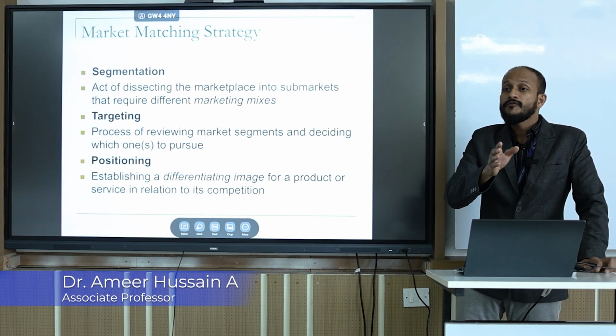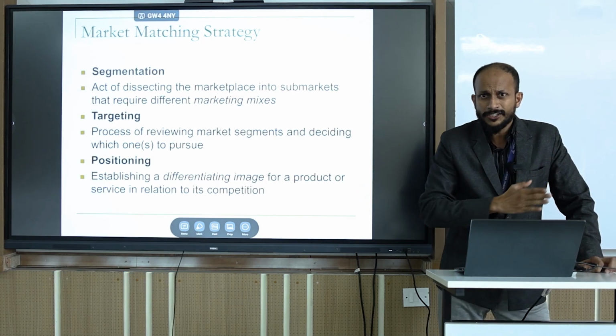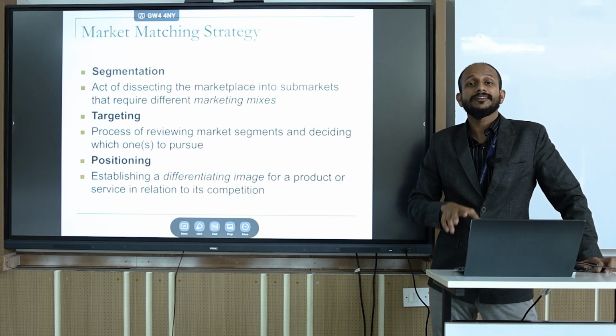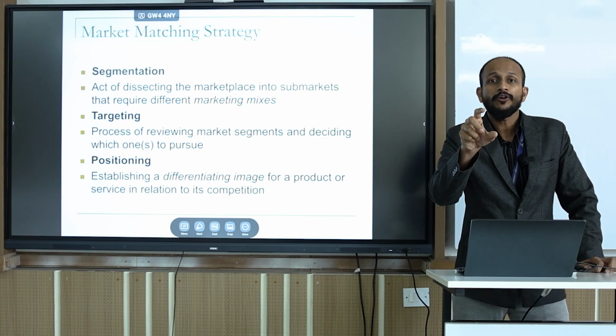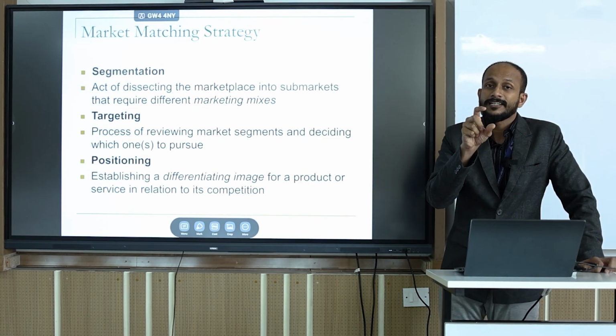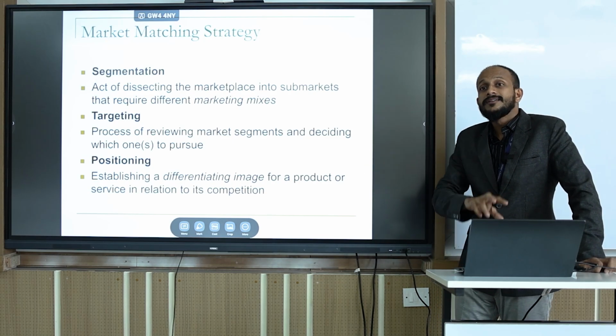When you divide the market into people who have sensitive teeth, people who don't have sensitive teeth, and people who don't have teeth at all, we call this segmentation. And you choose, okay, I'm going to serve this particular segment, people who have sensitive teeth, and I'm offering a product called Sensodyne. That is what we call targeting.